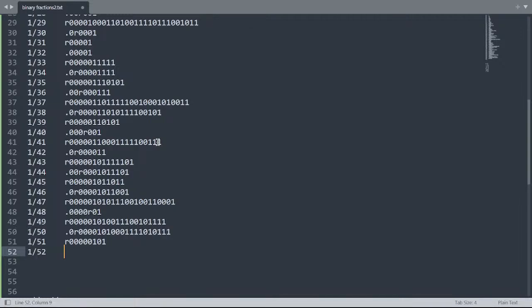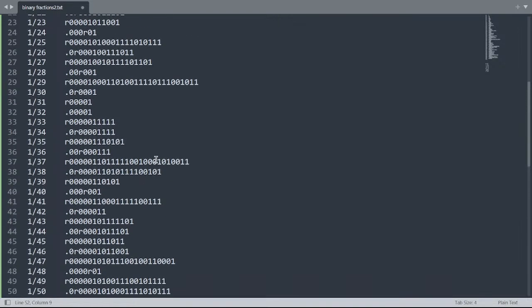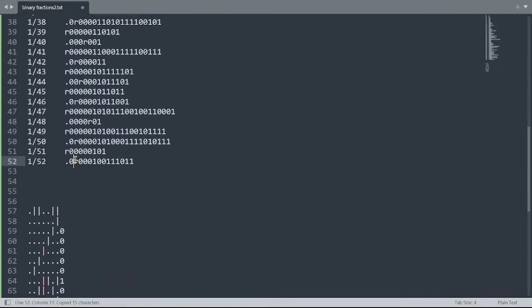25, 26. We are at 26 right now. We take 26. Put another 0. And we move on to the next match.